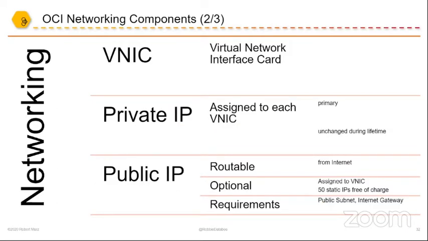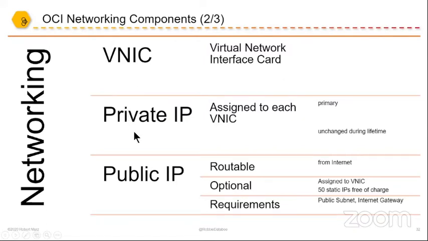Okay, let's continue having a look at those network components that are in the Oracle Cloud Infrastructure. One of the most important things is probably the VNIC, the Virtual Network Interface Card. Every virtual machine needs one. There are a lot more resources that need network interface cards.